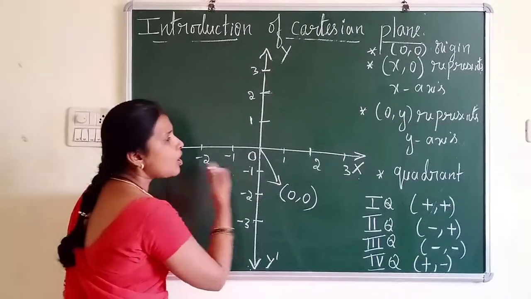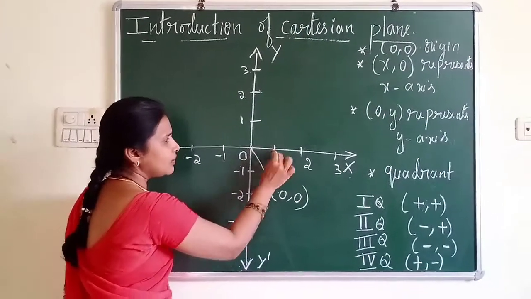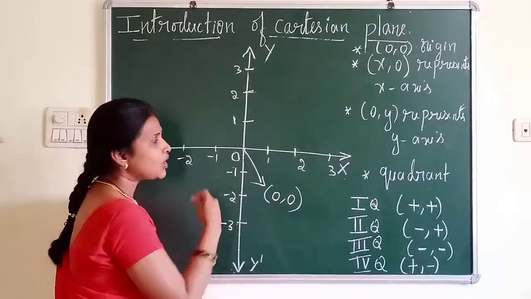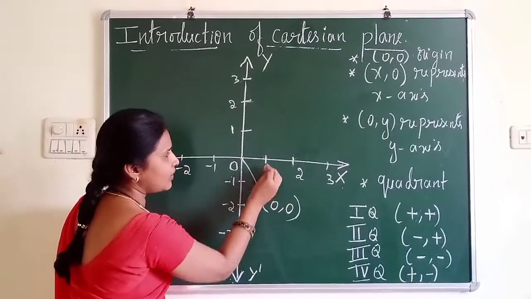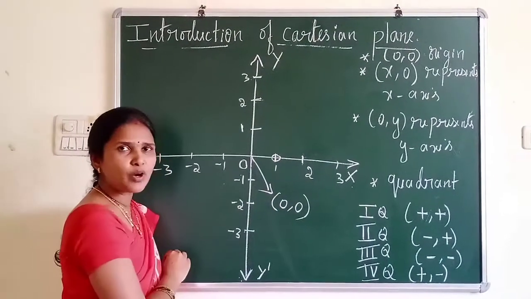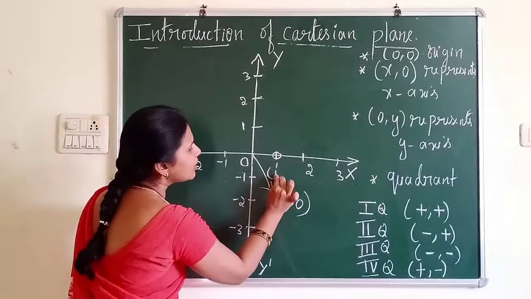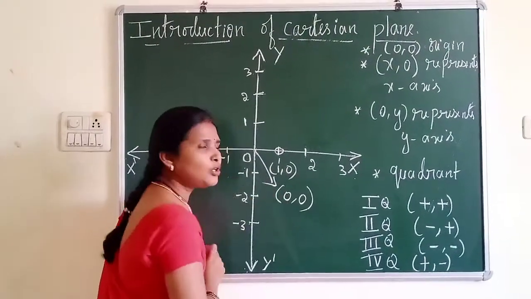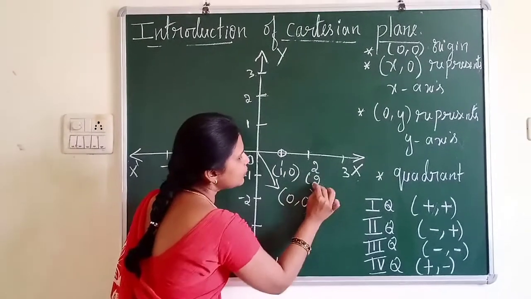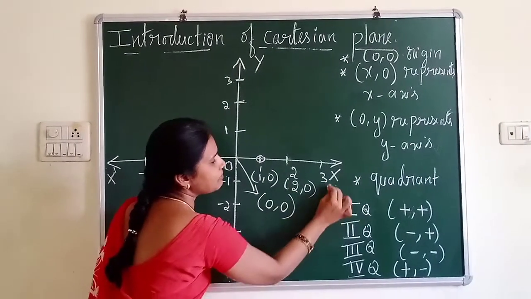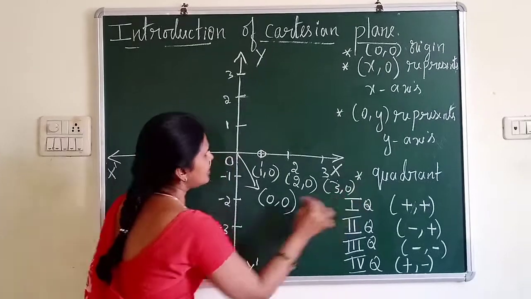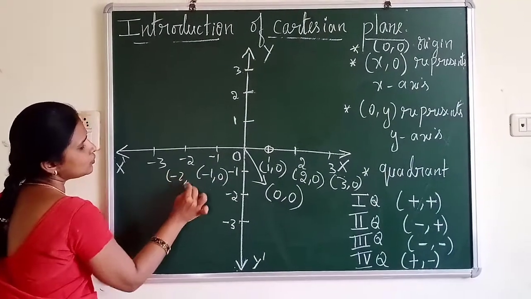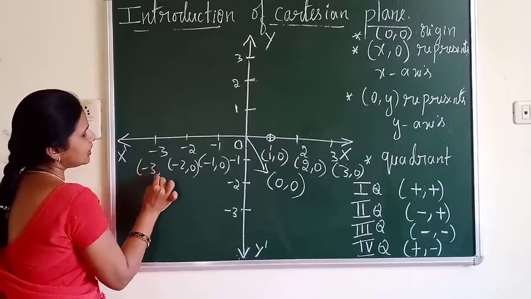Then what about the x-axis? Here you can see 1. How will you represent 1 in coordinate form? X value is 1. What about the y value? There is no y value here. How will you represent this point as an ordered pair? (1, 0), because there is no y value. Similarly, 2 can be written as (2, 0), 3 can be written as (3, 0). Similarly, (-1, 0), (-2, 0) and (-3, 0).